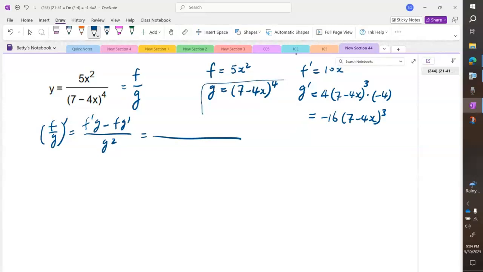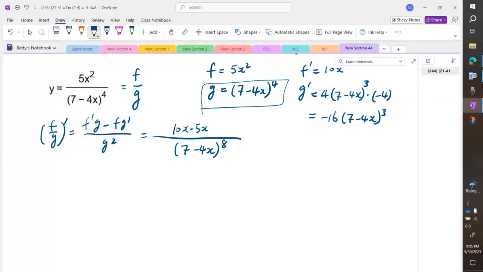G is right here. Raise the function to the second power. It's already a fourth power here, right? If we raise to the power 2, then 4 times 2 is 8. So the denominator is (7 minus 4x) to the power of 8. That's the denominator. Numerator, f prime. F prime is 10x times g.